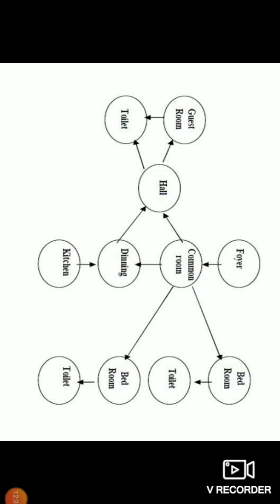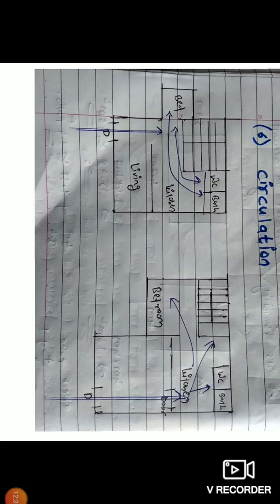Then another important principle is circulation. It is simply the movement inside the building. Circulation is of two types, horizontal and vertical. In this diagram I show the horizontal circulation.